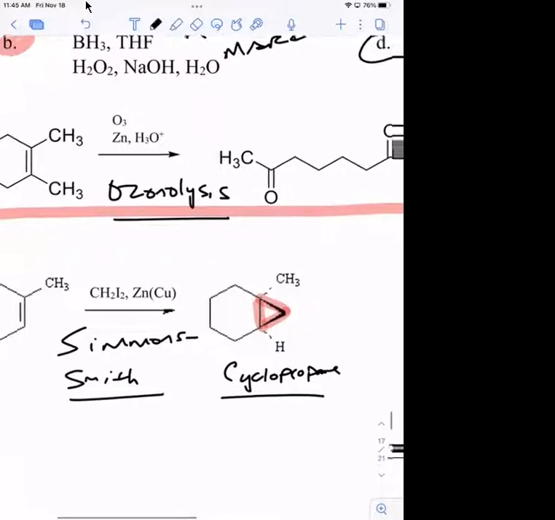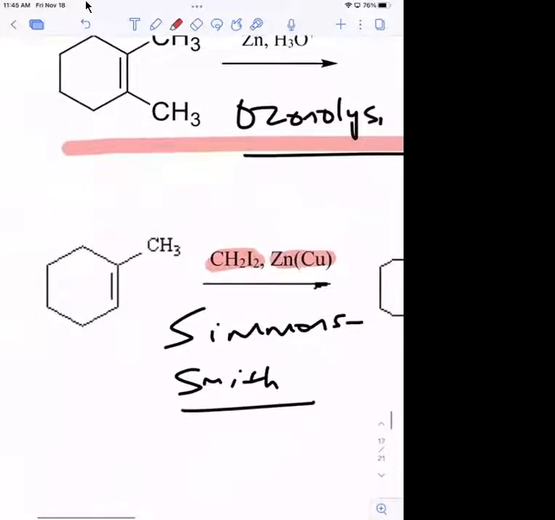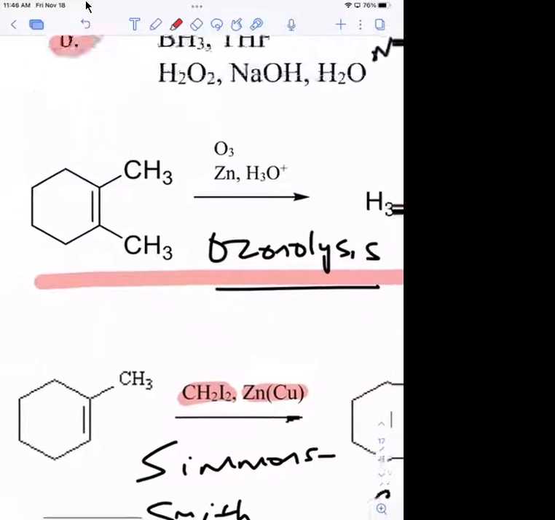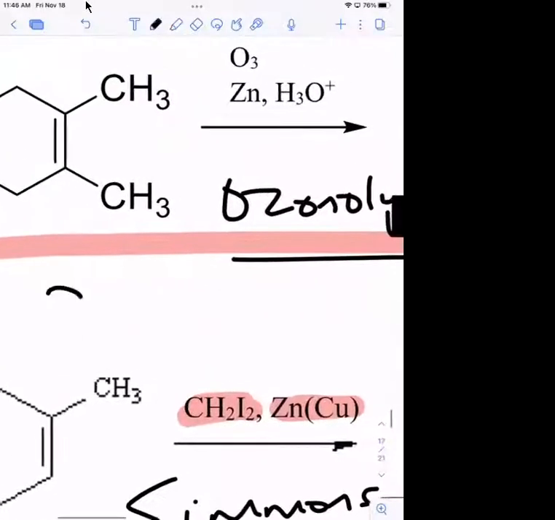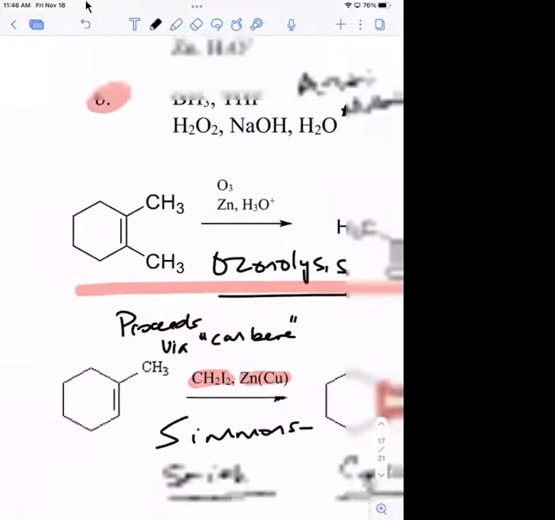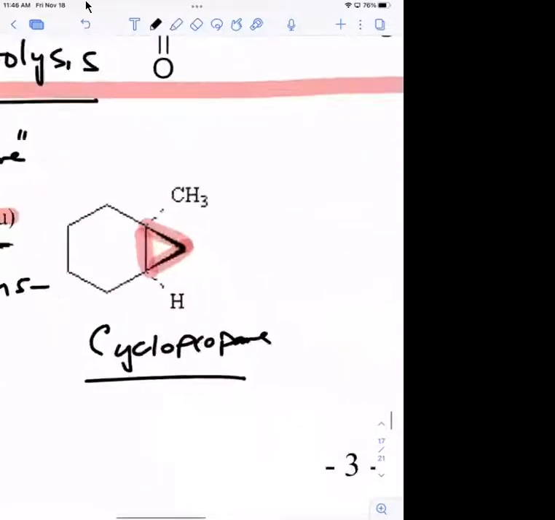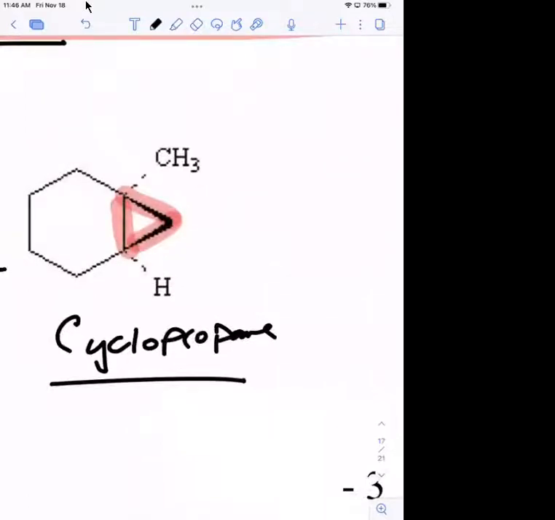So the Simmons-Smith reaction, you take an alkene and then you react it with diiodomethane in the presence of zinc. This is a really interesting reaction too, because it proceeds through what we call a carbene, which I only have 4 minutes, so I don't really want to get deep in the weeds on that, but I'll send a video with the mechanism. So it goes through what's called a carbene. And then the outcome is a 3-member ring, a cyclopropane, which is a very important functional group in nature. Very, very important.